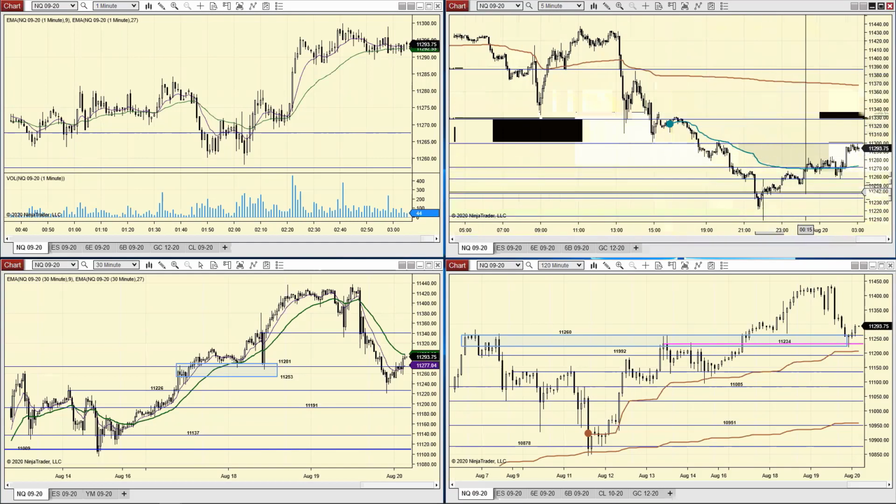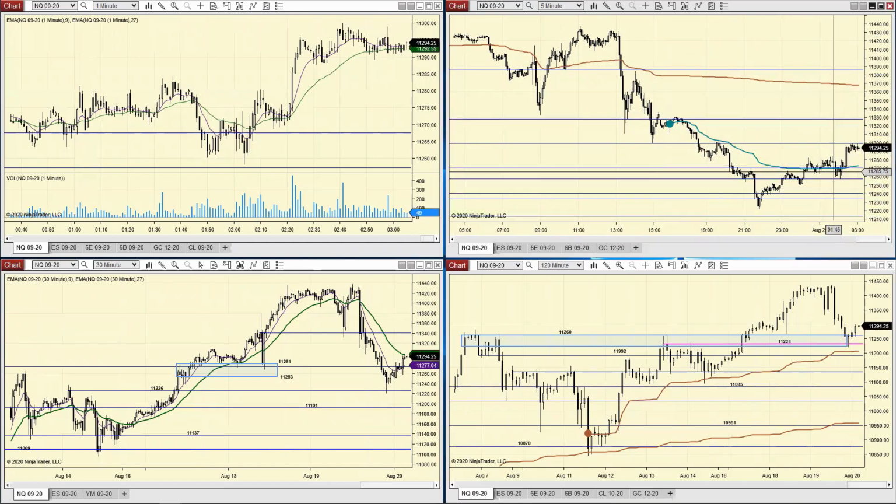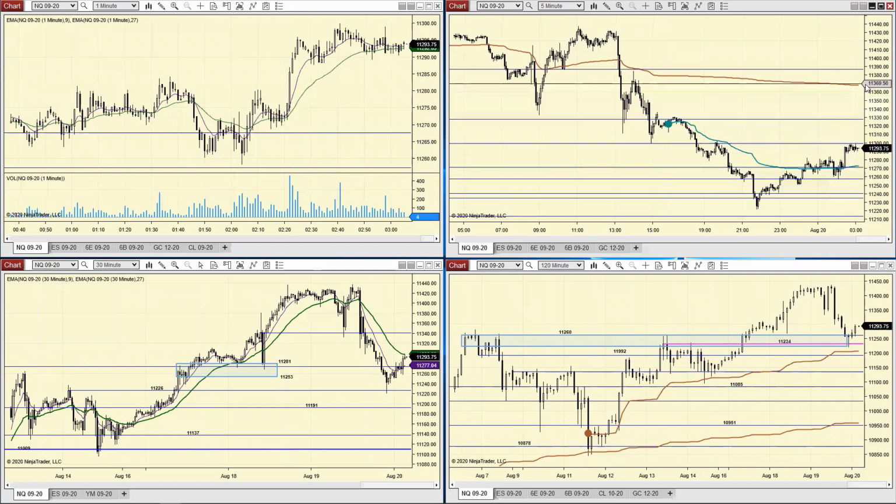I haven't had a chance to fool around with these levels, and this is only on the 5-minute chart, but we are above same day VWAP right now. I doubt it would make it all the way up to 2-day VWAP, but probably somewhere in here would be a pretty good little area right there. I'm going to put that in there.